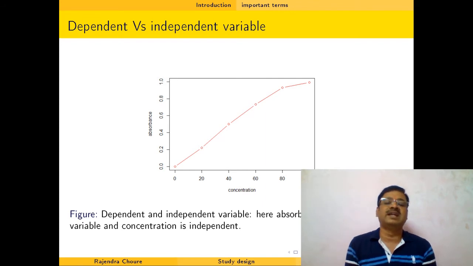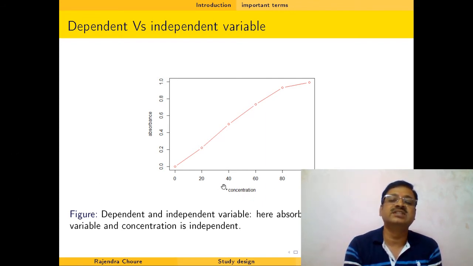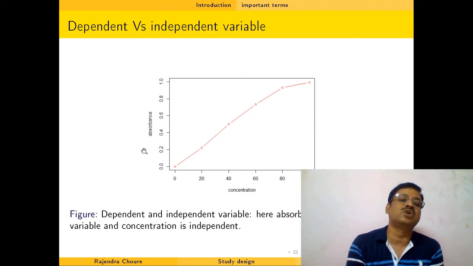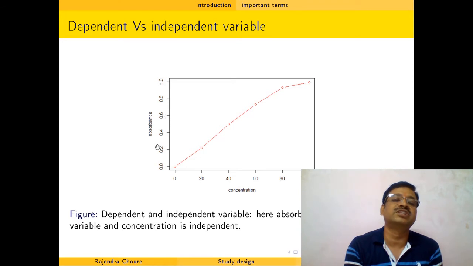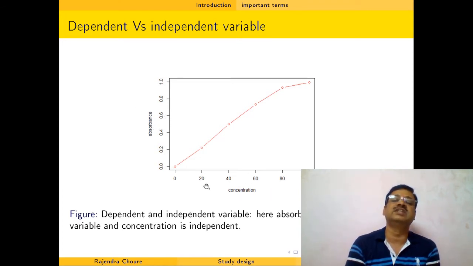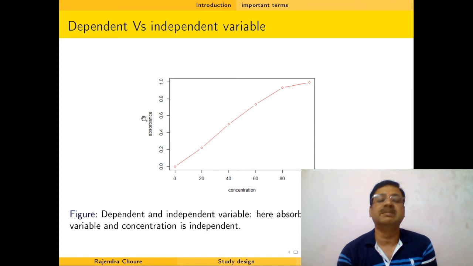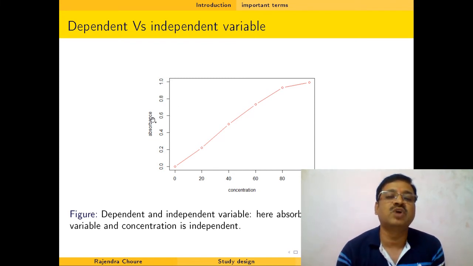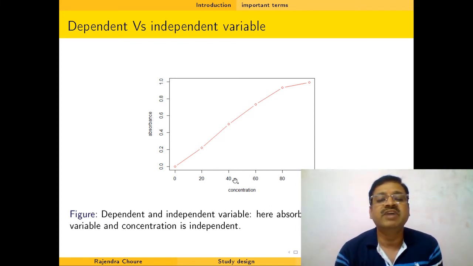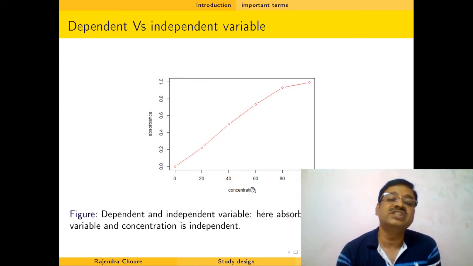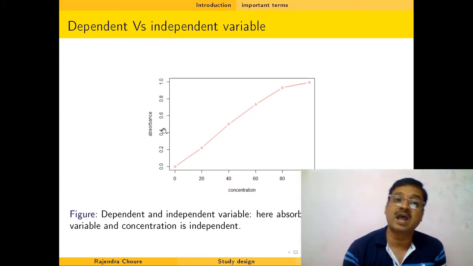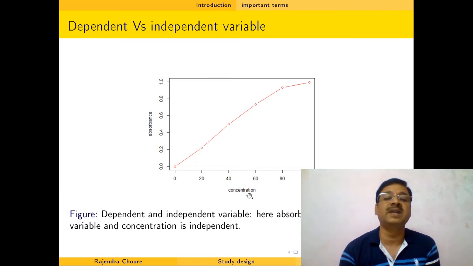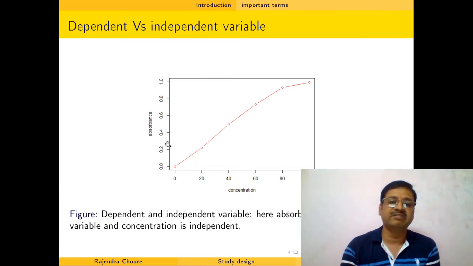Then here more about dependent and independent variables. Here concentration is the single variable which is independent, and changes in concentration will determine changes in absorbance. And we can say that changes in concentration are responsible for changes in observation. Therefore, concentration is the independent variable and absorbance is the dependent variable. Variation in absorbance is determined by the variation in concentrations, whereas variation in concentrations is not determined by absorbance. Therefore, concentration is the independent variable and absorbance is the dependent variable.